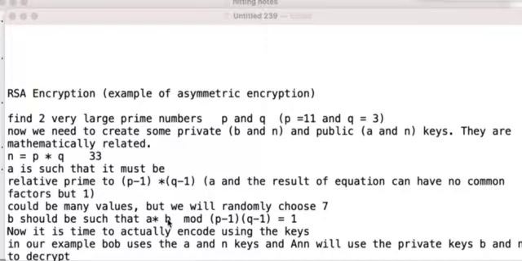Now we have our values. So we know that A is 7 and N is 33. B will be 3 and N will be 33. We're going to send A and N to Bob, and Ann will keep B and N. Bob will have 7 and 33 as his keys, and Ann will have 3 and 33 as her keys. Now it's time to encrypt.